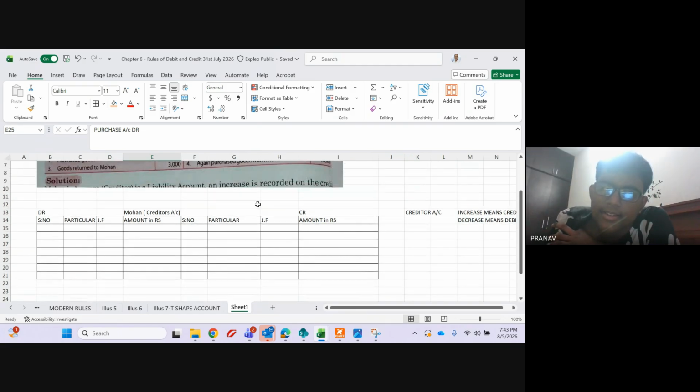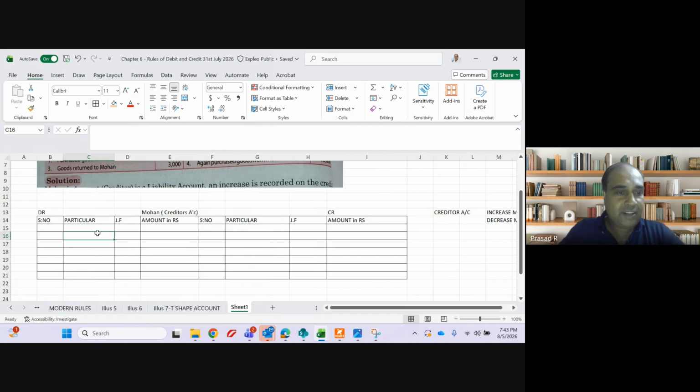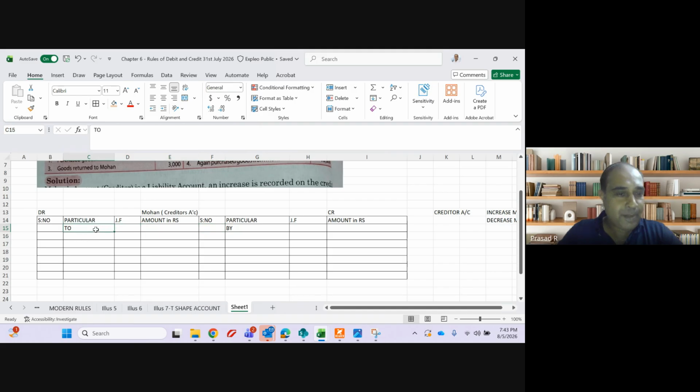By purchase, sir. Debit side is always 'To', credit side is always 'By'. So will this come on the debit side or the credit side? Credit side, sir, because this is increasing because of a purchase. Which account is debited? Purchase account. So: By purchase, serial number 1.